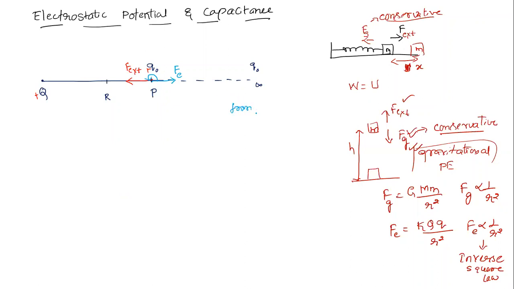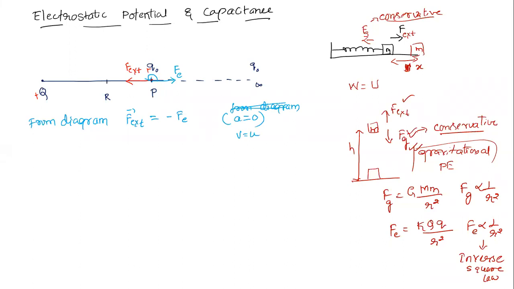From the diagram, we can say that the external force you apply is equal to F electric in magnitude, with opposite sign. This happens when the acceleration becomes equal to 0, meaning we are bringing the charge in such a way that the initial velocity is equal to the final velocity.